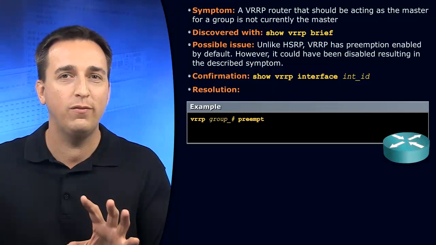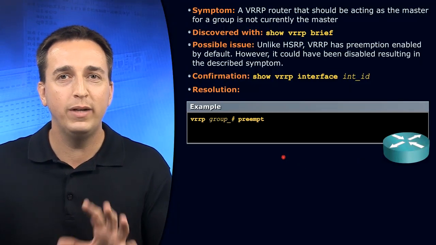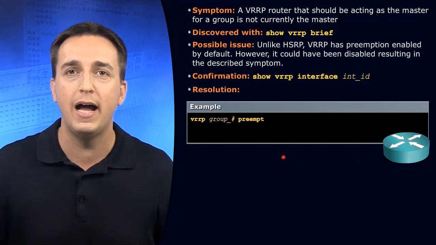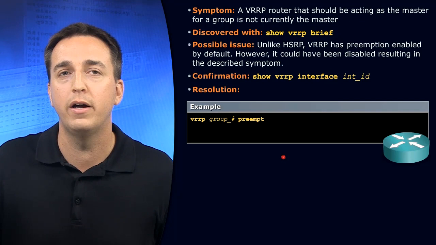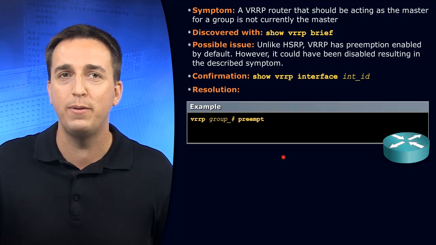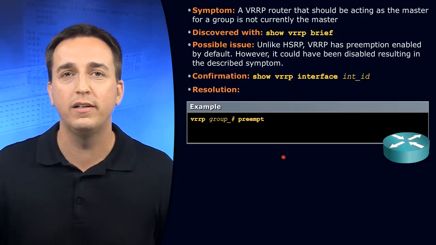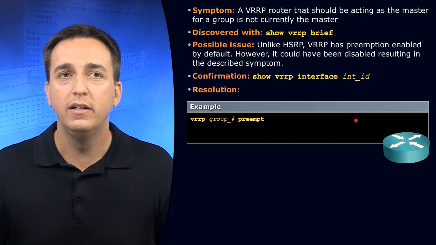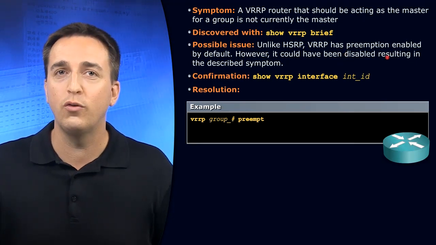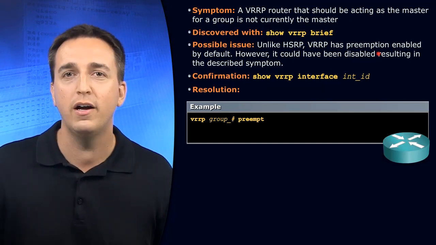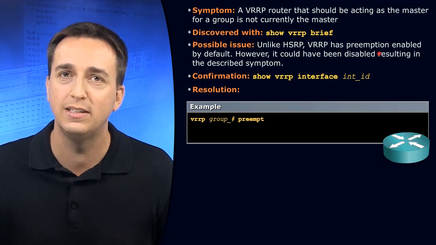That's a little tricky with VRRP because you have the ability to either use a real IP or an IP that hasn't been assigned yet to a router interface as the virtual IP. It behaves slightly differently. So keep that in mind. But preemption is enabled by default. So the odds of running into preemption being an issue with VRRP is slim unless somebody has disabled it on you.